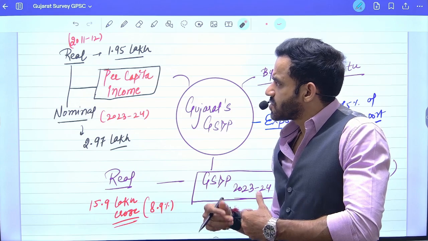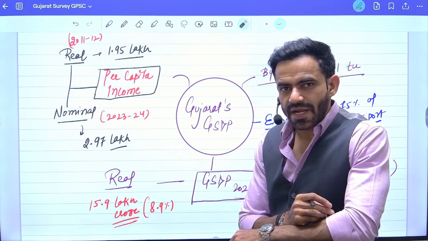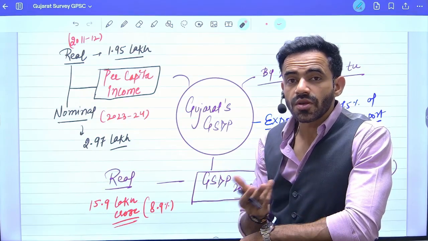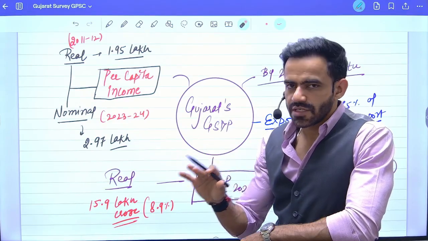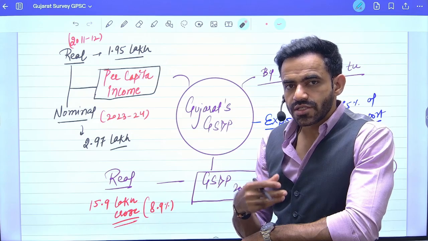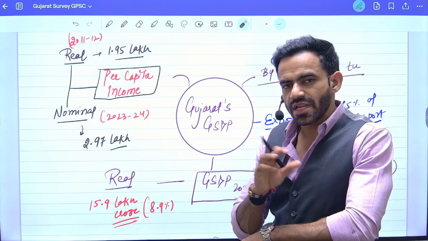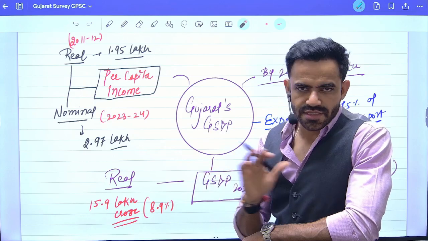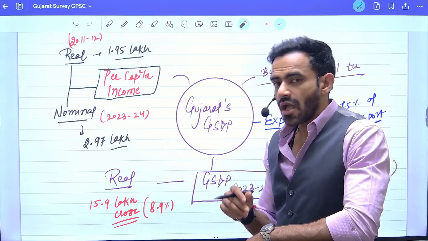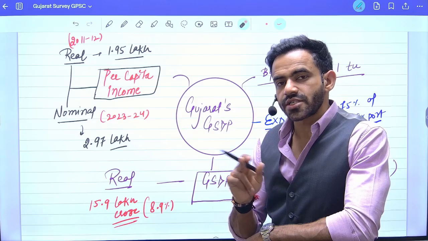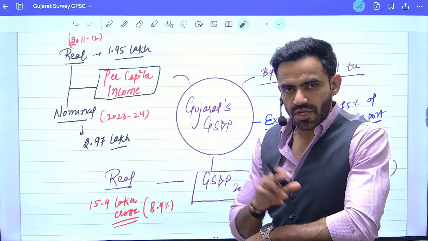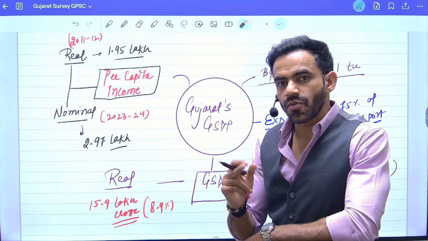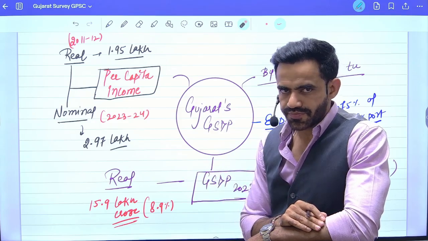Okay, in terms of per capita income, what is per capita income? Total income divided by total population. How much is the total population of Gujarat? It is roughly 6 crore. How much is the total GSDP of Gujarat? Nominal GSDP is roughly 24 lakh crore. Real GSDP is roughly 16 lakh crore. How much is the contribution of Gujarat in national GDP? Roughly 8%. Contribution in area? Roughly 6%. Contribution in population, roughly 5%.